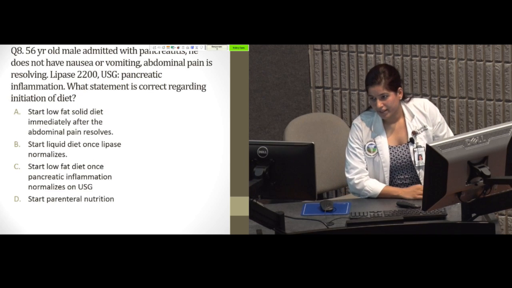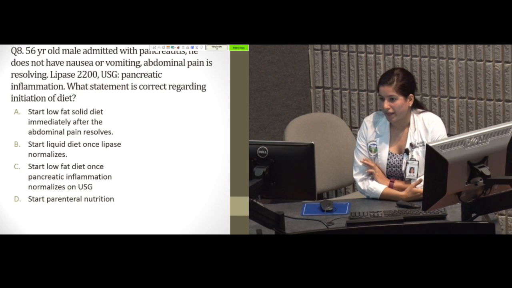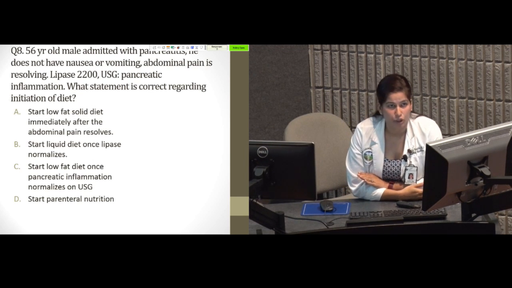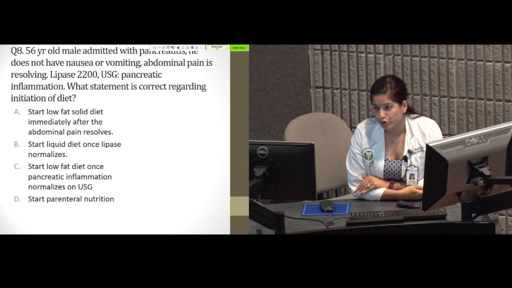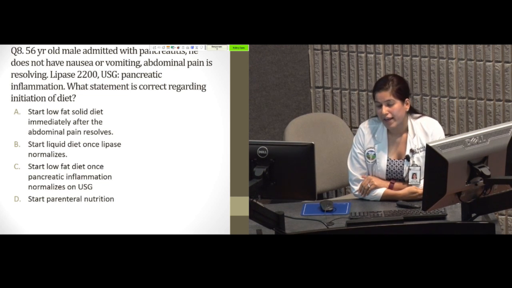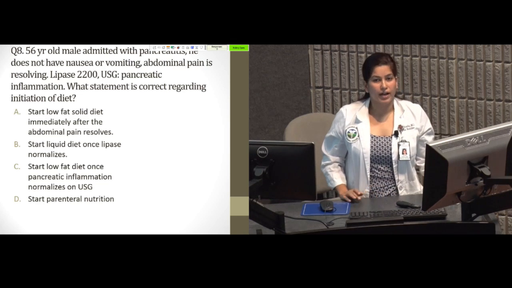All right, so a 56-year-old man is admitted with pancreatitis. He does not have nausea or vomiting. His abdominal pain is resolving. His lipase is 2200. His ultrasound shows pancreatic inflammation. And what statement here is correct regarding his diet?